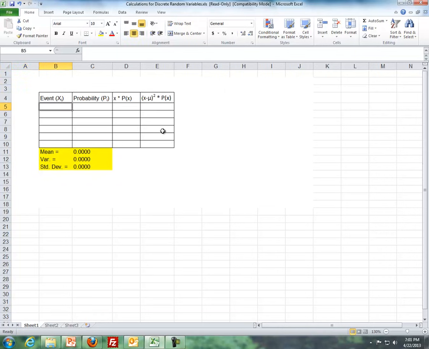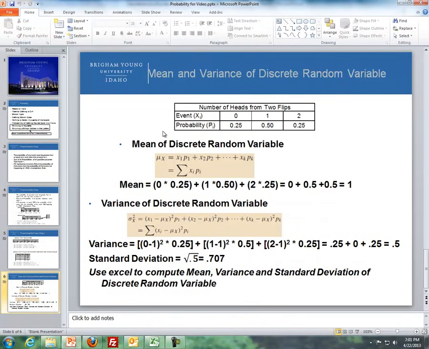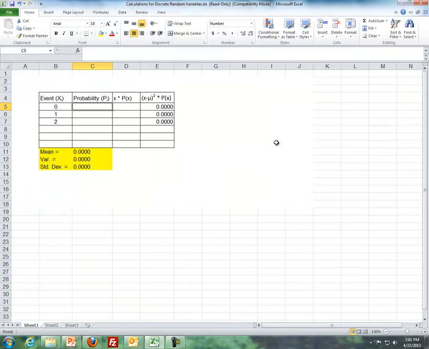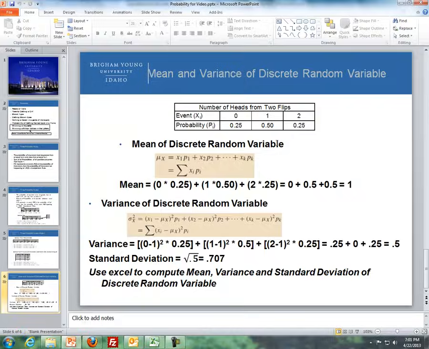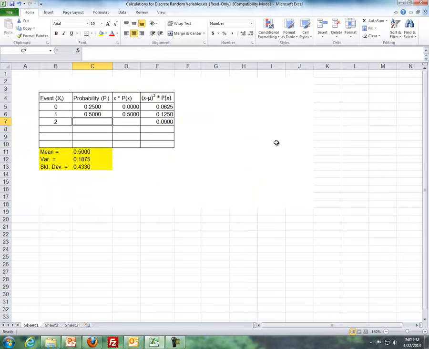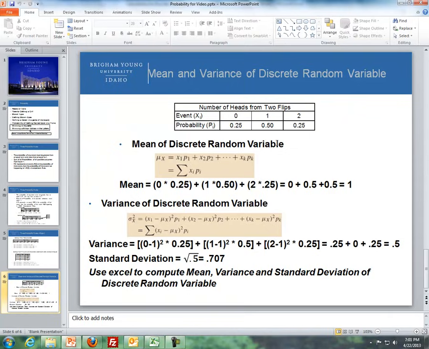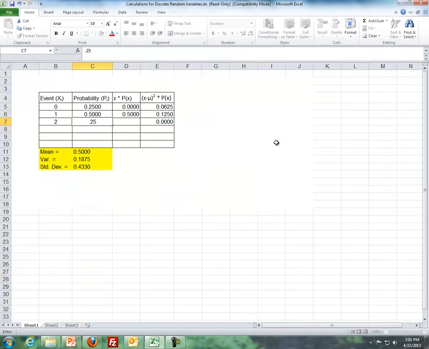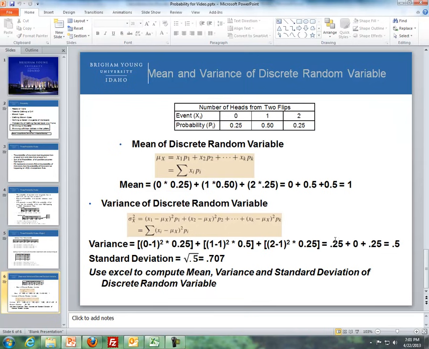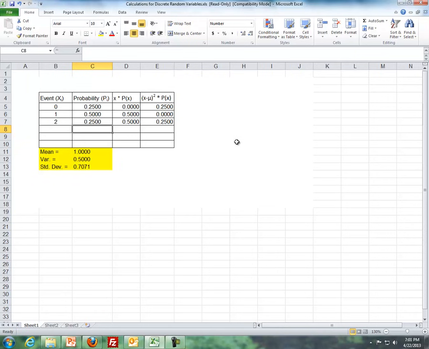Say for instance you have events 0, 1, and 2, so 0 heads, 1 head, and 2 heads. The probability of 0 heads is 0.25, the probability of 1 head is 0.5, and the probability of 2 heads is 0.25. Then everything is calculated for you: the mean is 1, the variance is 0.5, and the standard deviation is 0.707. And that matches what we have here on this slide. So you can use this to calculate the mean, the variance, and the standard deviation of a discrete random variable.